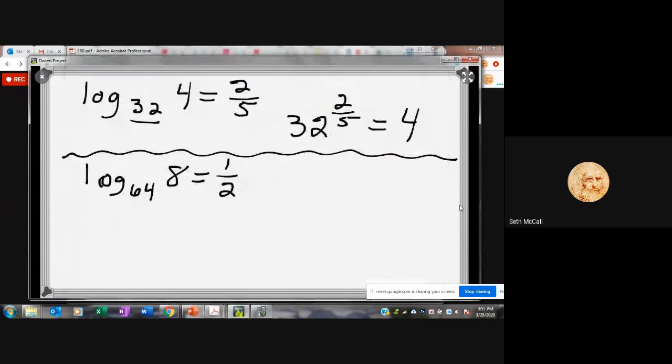The last one from that set is going to be log base 64 of 8 equals 1/2. Log base 64 of 8 equals 1/2. So the 64 is the base of our power. The 1/2 goes up here, and then the 8 goes over here. Keep in mind, the 1/2 power is exactly the same as the square root. So the square root of 64 is indeed 8.